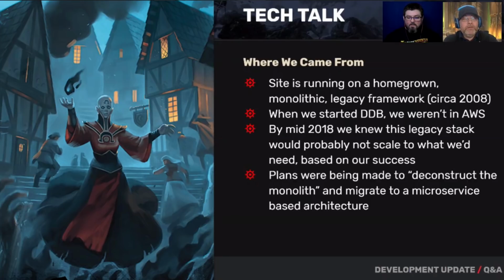And we knew that's what we were going to need for DDB as well, in addition to all the game data, and pretty much all we had available to us at the time. So that's what we started writing DDB with. We weren't even in AWS at that point, so we were in our own data center, and didn't have a lot of the newer tools and the newer technologies available to us.